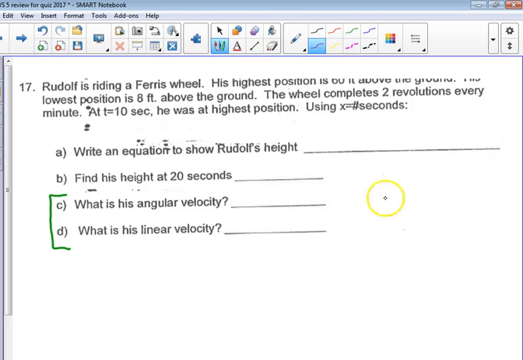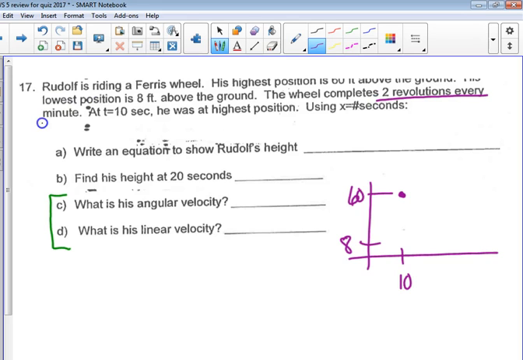Okay. Now, it says Rudolph's riding a Ferris wheel. His highest position is 60 feet. His lowest position is 8 feet. 2 revolutions every minute. At 10 seconds in, he's at his highest. I'm kind of going fast because it's not on the quiz, but it says it goes around twice in a minute. How long does it take to go around once then? Twice in 60 seconds, so once in 30 seconds.